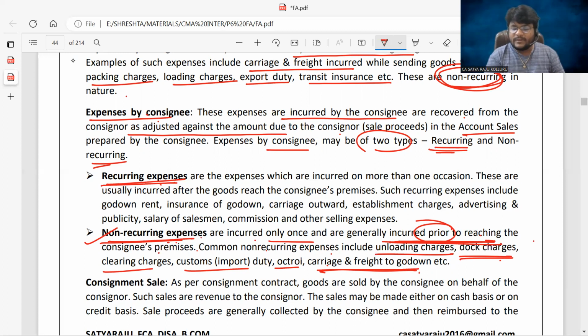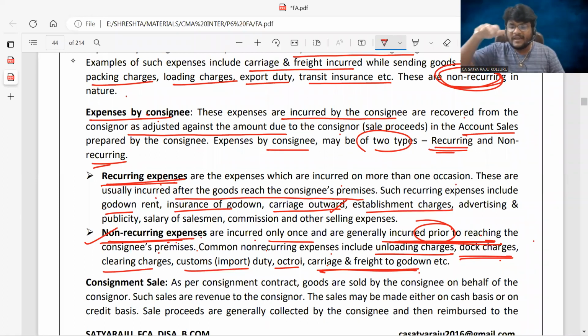Recurring expenses are the expenses which are incurred on more than one occasion. These are usually incurred after the goods reach the consignee's premises. Once the goods reach the consignee's premises, all the different expenses incurred by the consignee are known as recurring expenses. Such include godown rent, insurance of the godown, carriage outward. Carriage outward means at the time of sale of goods to the customers, if you incur any transport expenses, which is known as carriage outward.